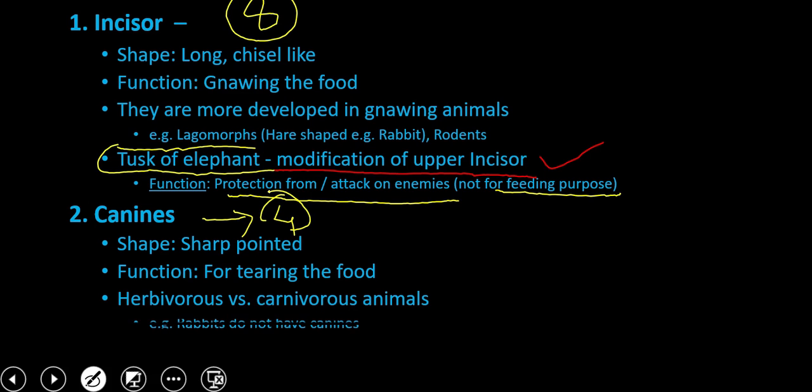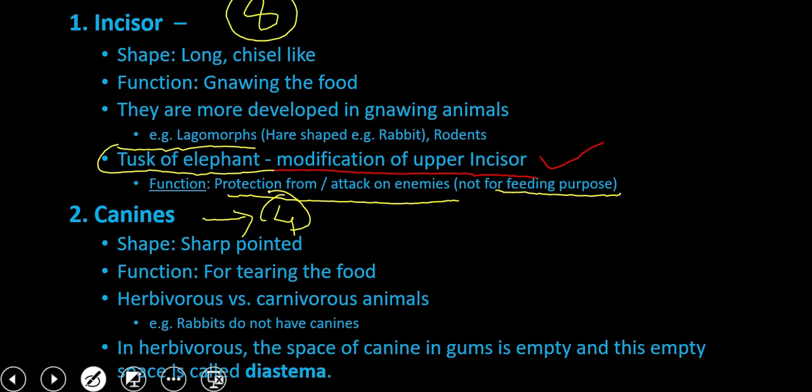In carnivorous animals, they are more developed. While in case of herbivores, for example rabbit, they do not have canines. So in herbivores, the space of canine is empty. No teeth are present at that place, and that empty space is called diastema. While in carnivores, the canines are more developed.